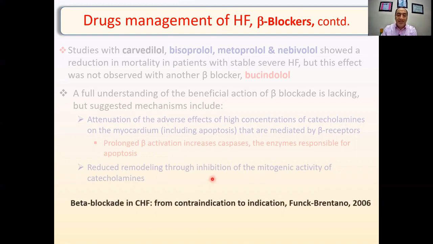There is an interesting study that says beta blockade in congestive heart failure went from contraindication to indication, published in 2006.